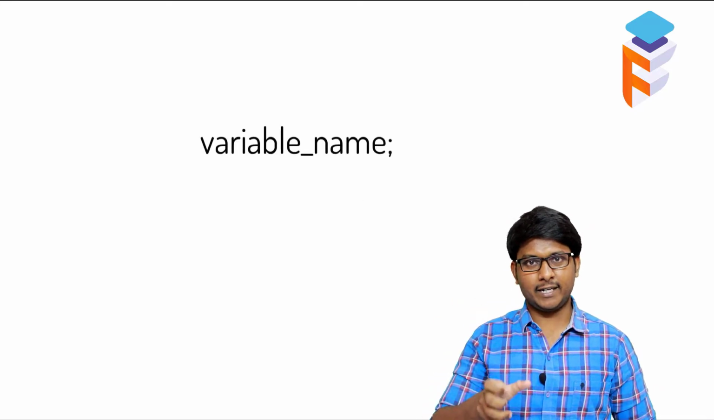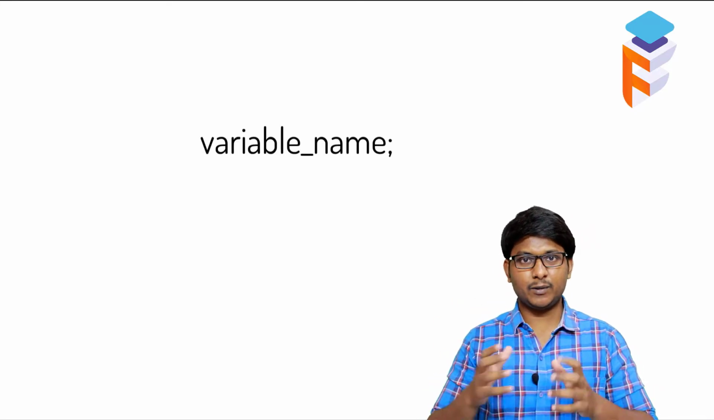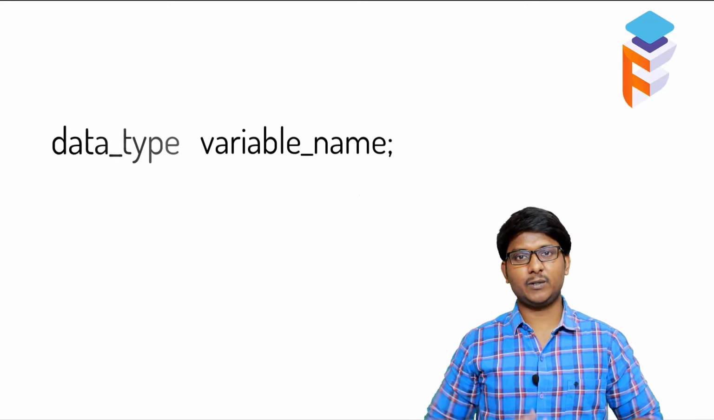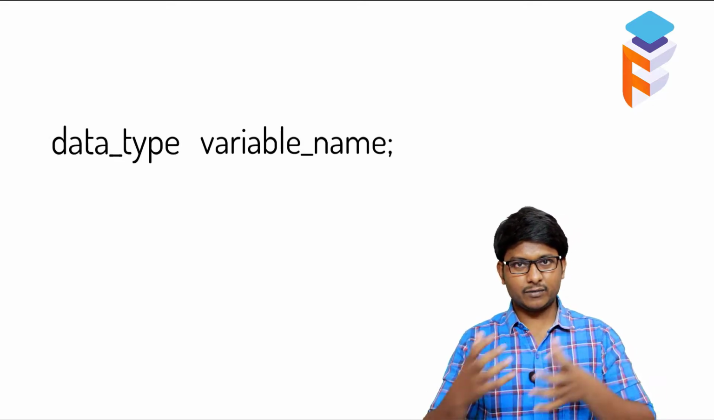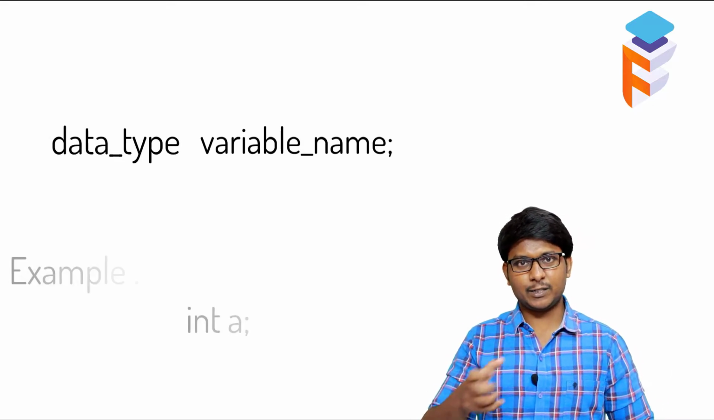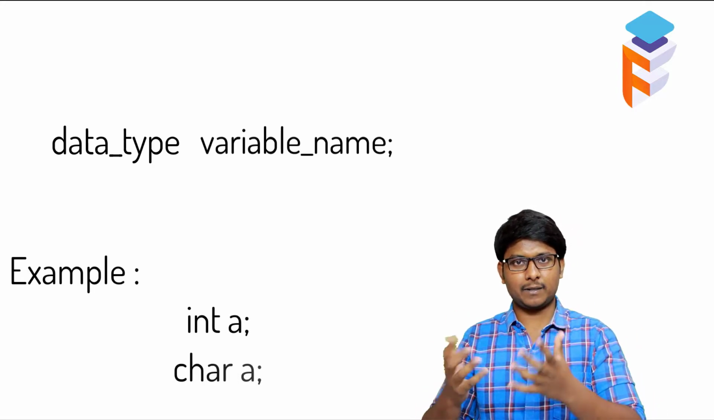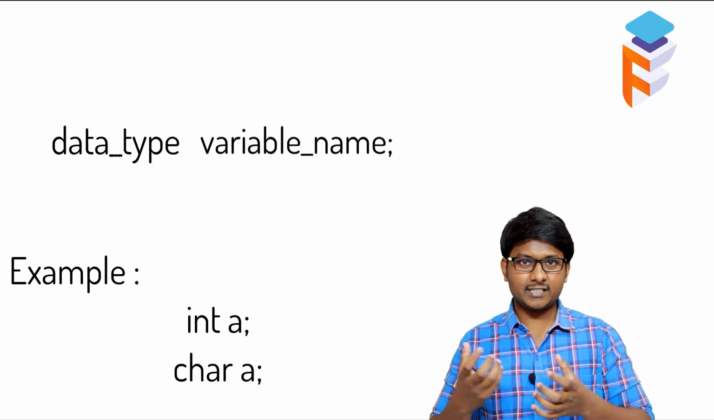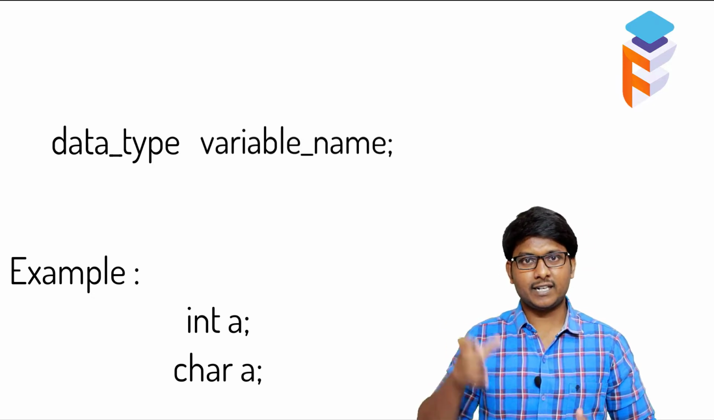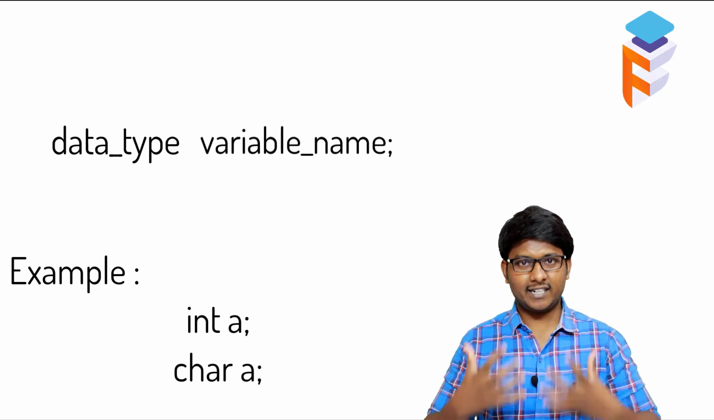Now let's create a variable programmatically. First you have to mention the variable name, and on the left side of your variable name you need to specify what type of data your variable is storing. Since we are storing integer type of values, we need to specify int. If we are storing a character like capital A or capital B or small a or small b, then that is a character, and we need to specify char. These int and char are data types.